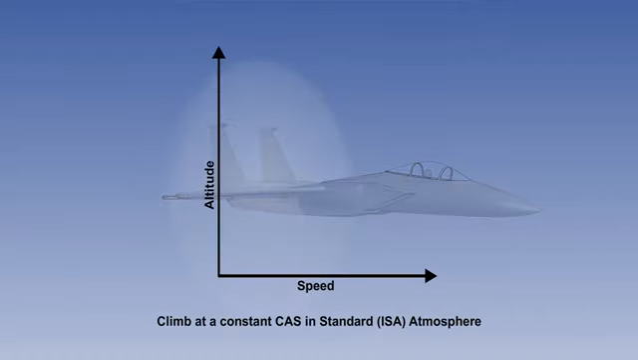Let's begin then by considering what will happen to the Mach number and the TAS as an aircraft climbs in the standard ISA atmosphere at a constant CAS. The best way to show this is to create a graph. Looking at the graph, we can see that if the climb is carried out at a constant CAS, the TAS will increase with altitude, and the Mach number will increase even more than the TAS.